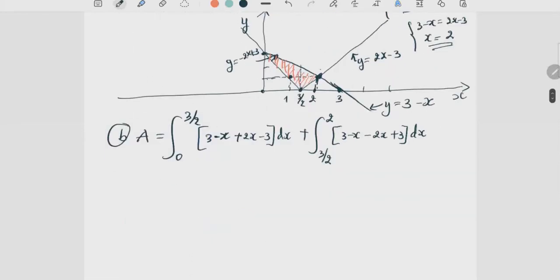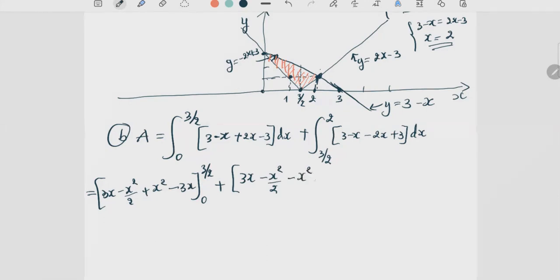Evaluated. And when you do that, you find for the first integral, 3x minus x squared over 2 plus x squared minus 3x, evaluated between 0 and 3 over 2, plus 3x minus x squared over 2 minus x squared plus 3x, evaluated between 3 over 2 and 2.